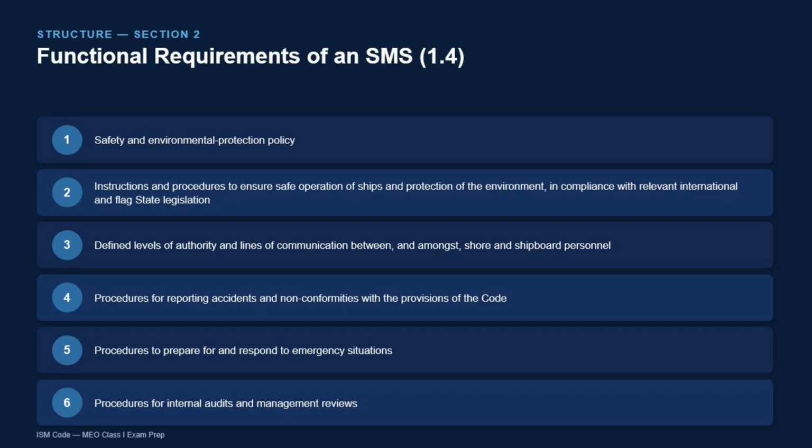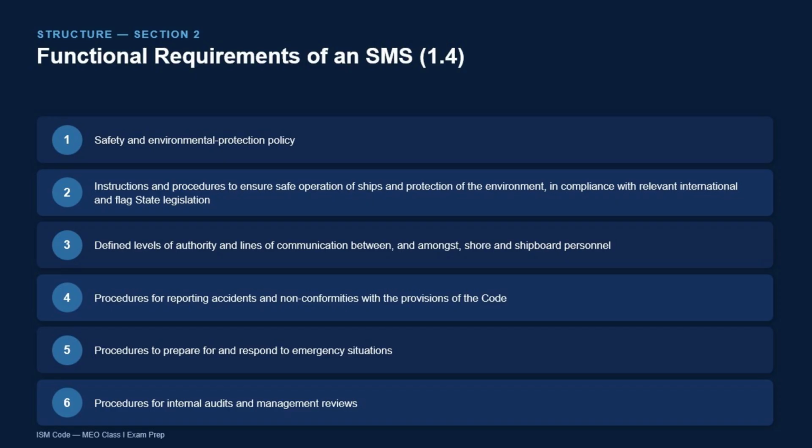Functional Requirements of SMS. Section 1.4 describes the functional requirements of the safety management system. First, every company must establish a safety and environmental protection policy. Second, procedures and instructions should ensure safe ship operation and environmental protection while complying with international and flag state regulations. Third, lines of authority and communication between ship and shore personnel must be clearly defined.